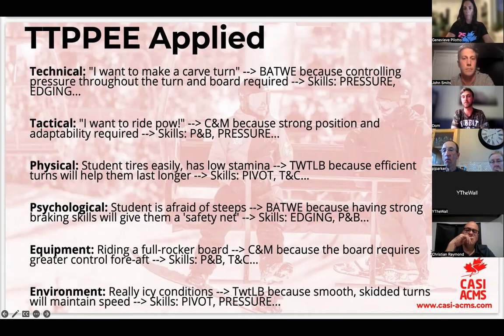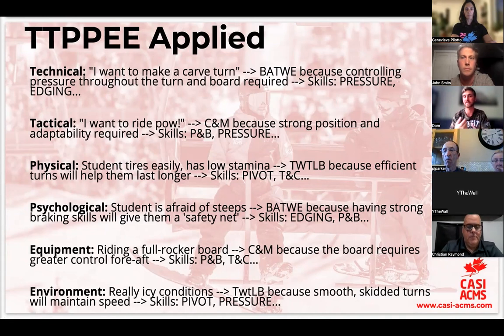So the next example for a tactical factor is I want to ride POW. It's not so technical. It's kind of a broad goal, but I know that you need a strong position. You need to be adaptable. So you need to be centered and mobile. And I know that position and balance is closely tied in with that. And I also know that pressure is a big factor in the POW because it's not always a perfectly smooth surface underneath. Sometimes there's moguls underneath. Sometimes you're kind of going over rollers and sinking into the POW and then rising back up.